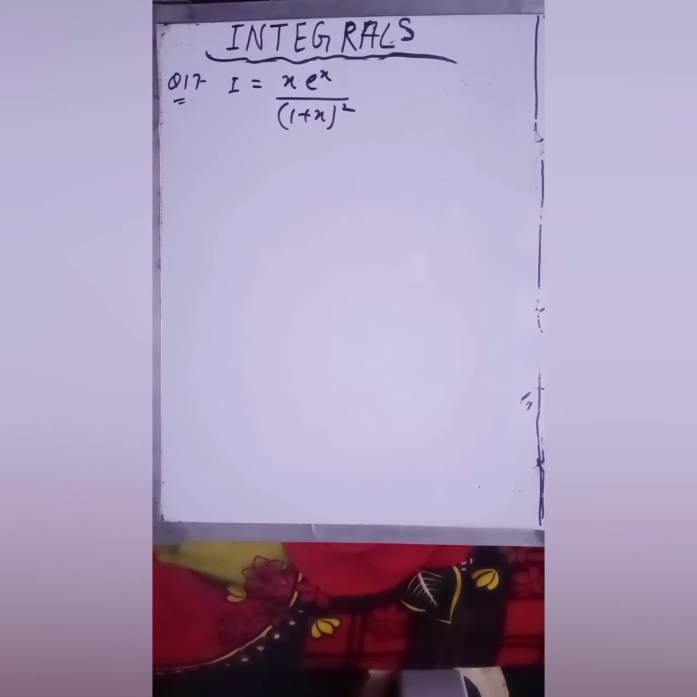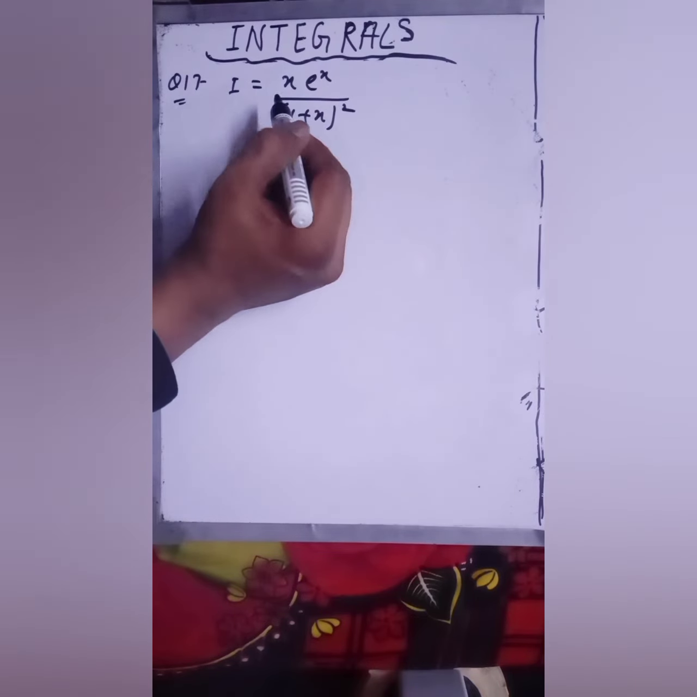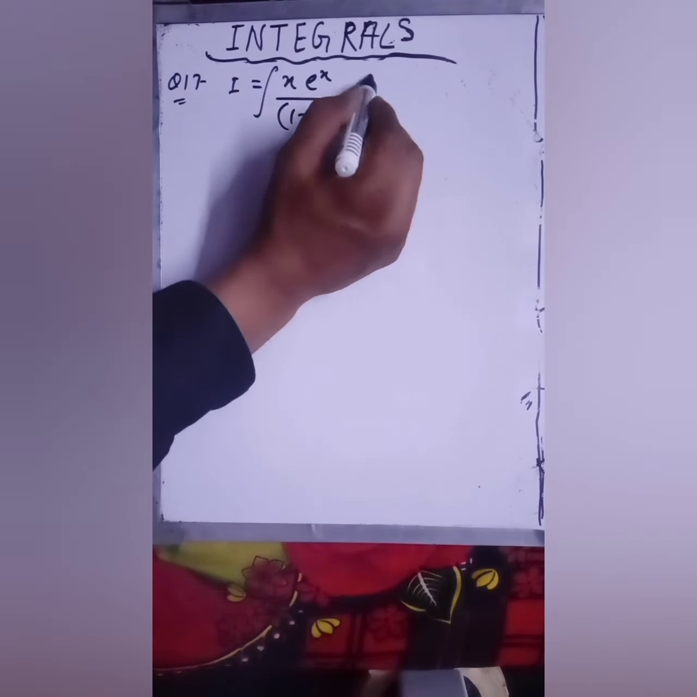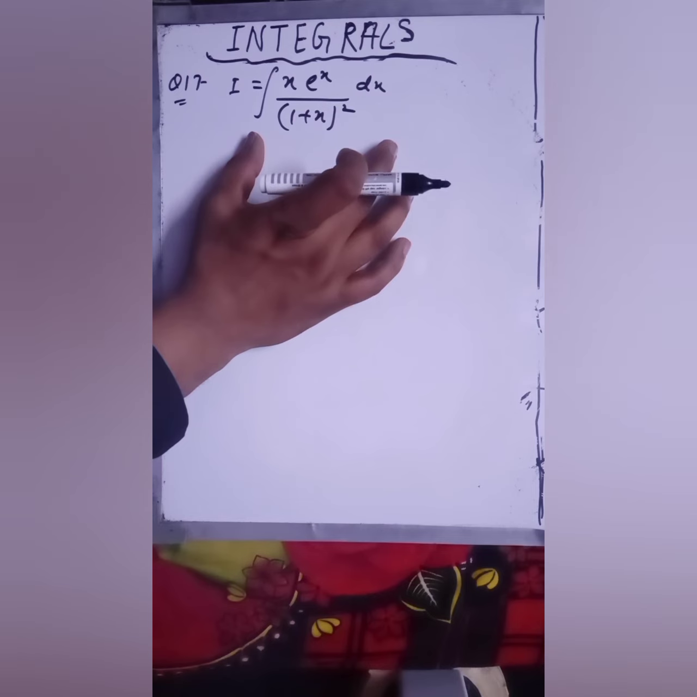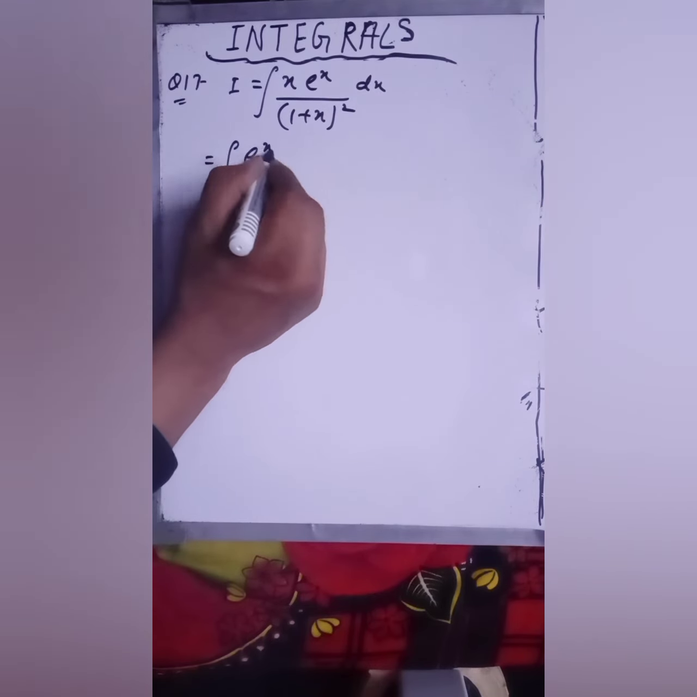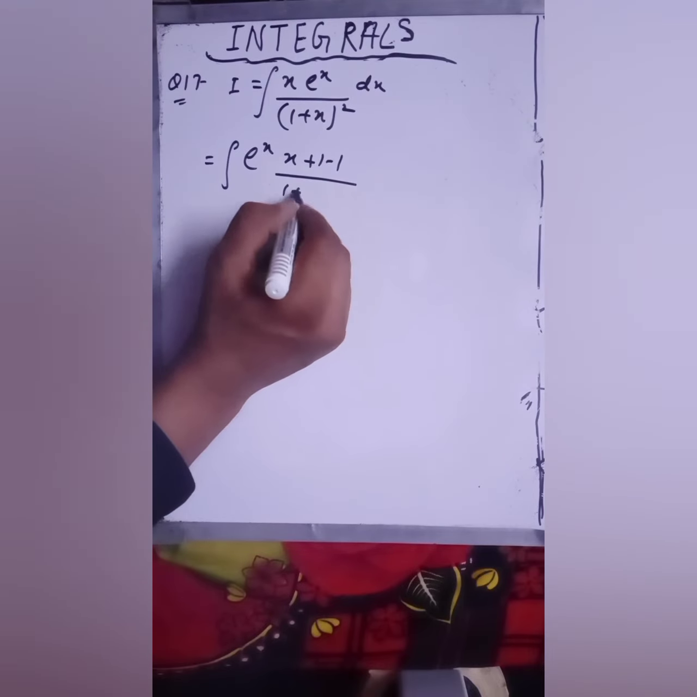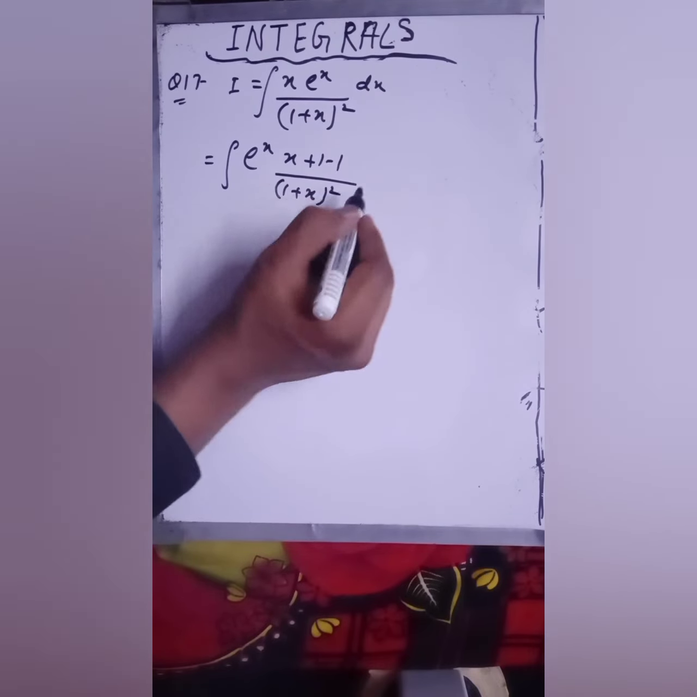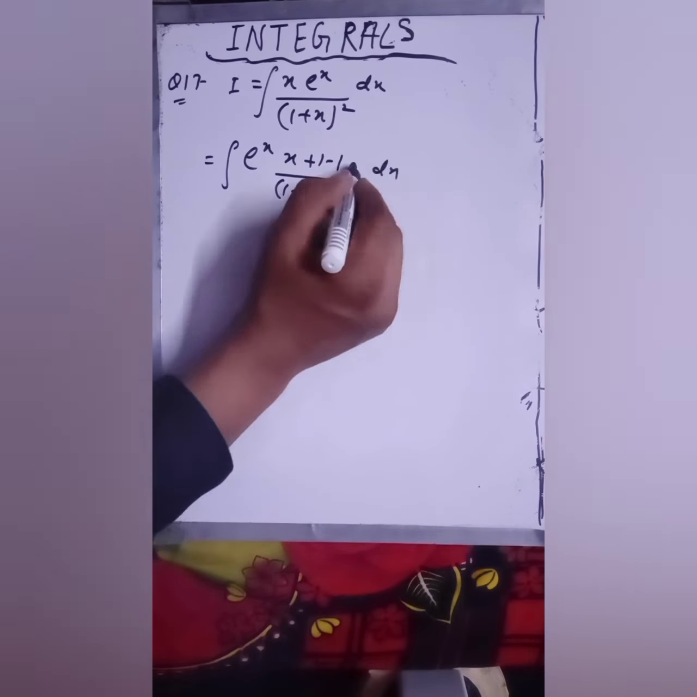Now, students, we are going to solve question number 17 of this exercise. This is your question. So how can you solve this question? Here I'm going to tell you how you will solve it. In this question, you have to keep e^x outside, and this is your x. So add 1 and subtract 1 also, over (1 plus x) whole square into dx.